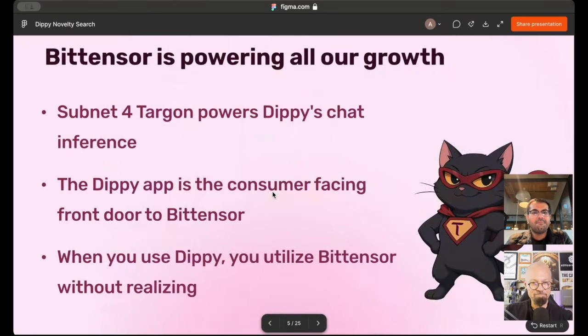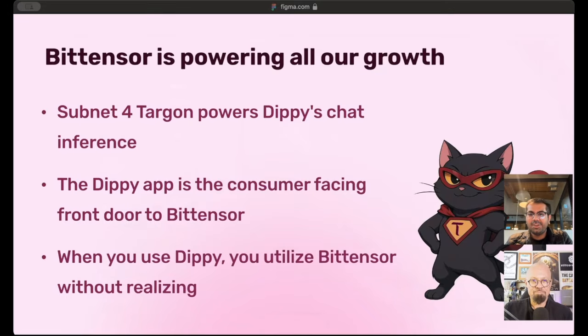Very cool. And yeah, I guess BitTensor is powering all our growth. It's played a really crucial role. So as of right now, when you send a message on the Dippy app, you're using Subnet 4 without even realizing. It works seamlessly. It works smoothly. 100% of our text inference is now powered by Targon.